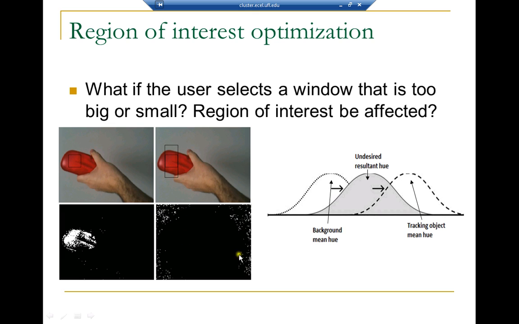The reason why is that the background mean hue is a lot lower than the tracking object. Hence, once you combine these two because of the mean, you get an undesired resultant hue.